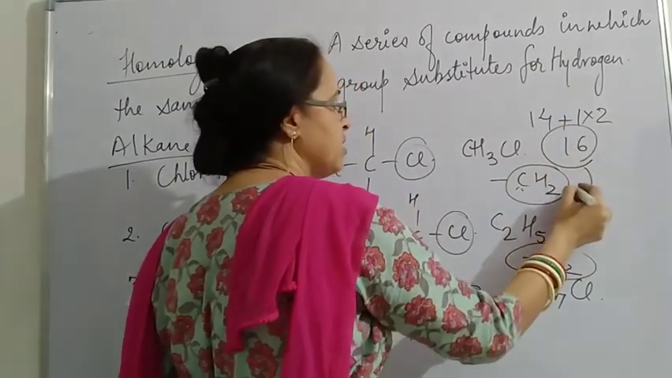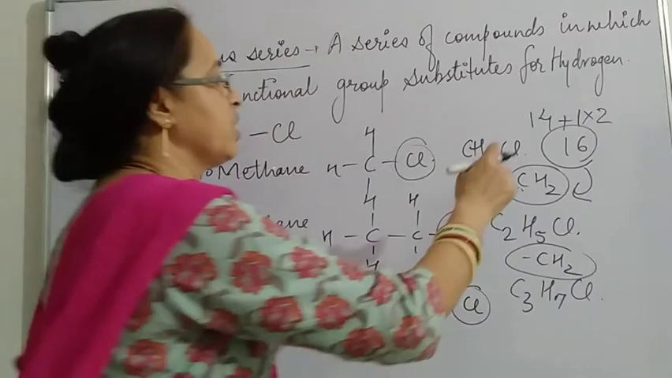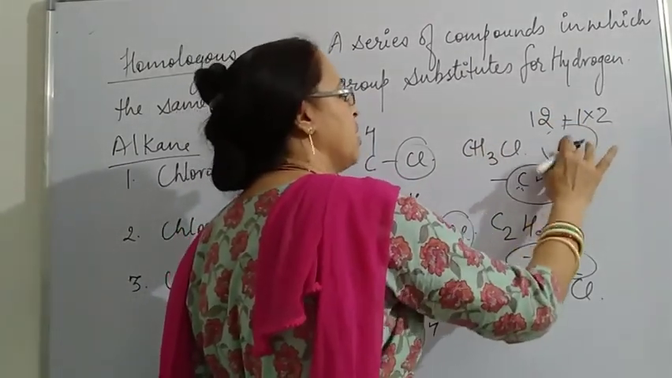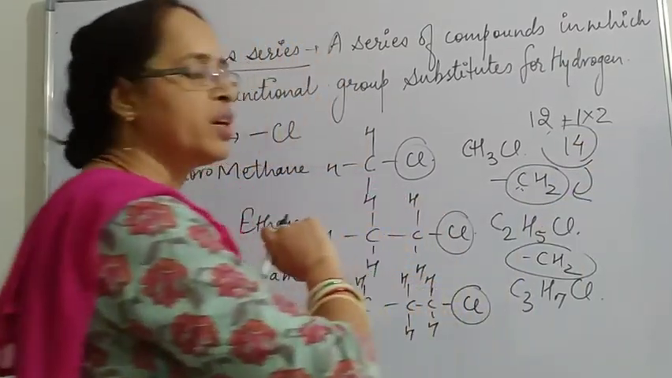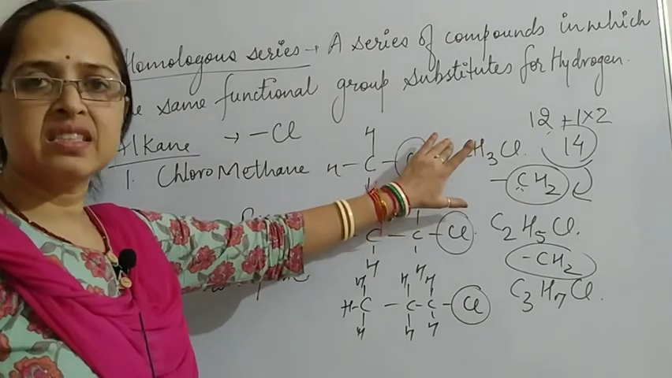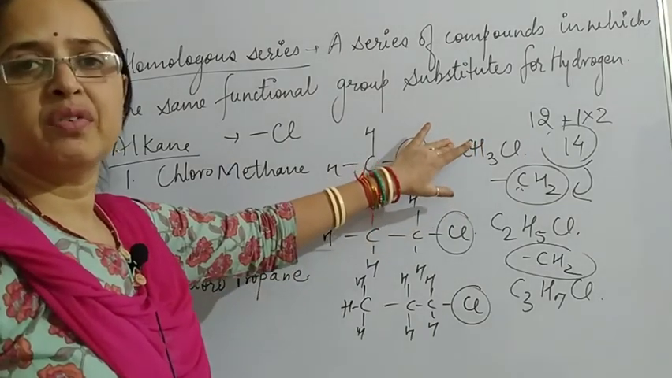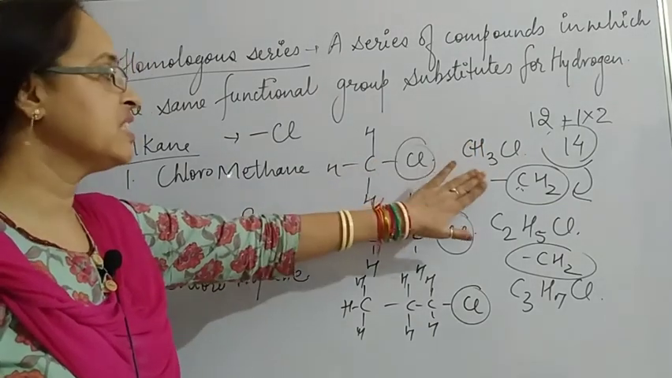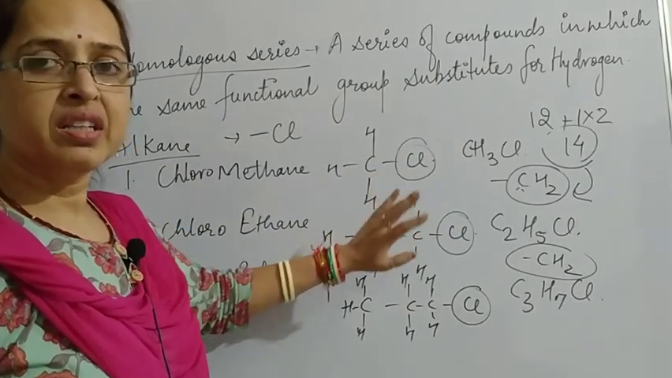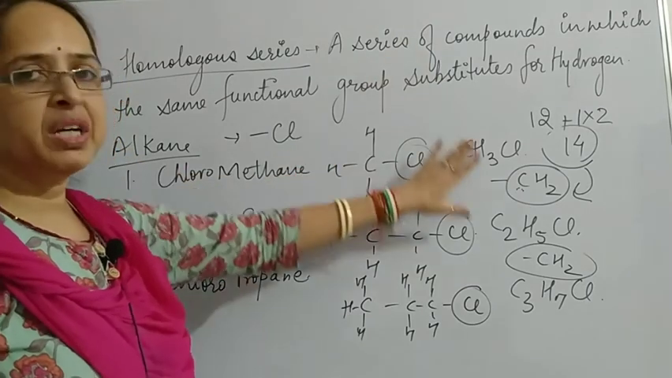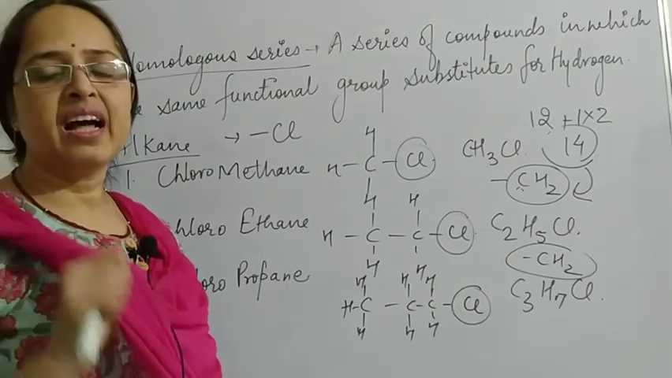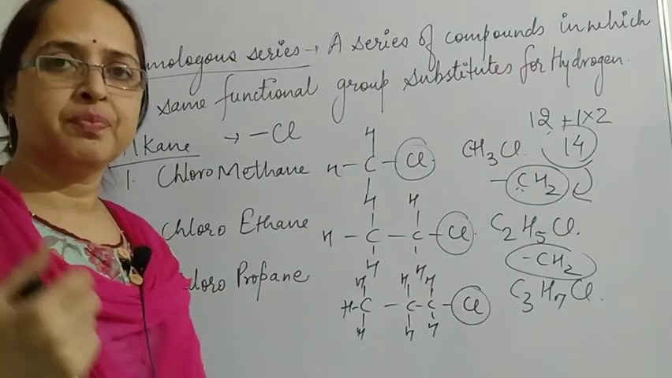So 14 is the difference between the atomic masses of two successive compounds of a homologous series with the same functional group. Okay, so in this manner we say that the compounds having the same functional group have the same chemical properties.